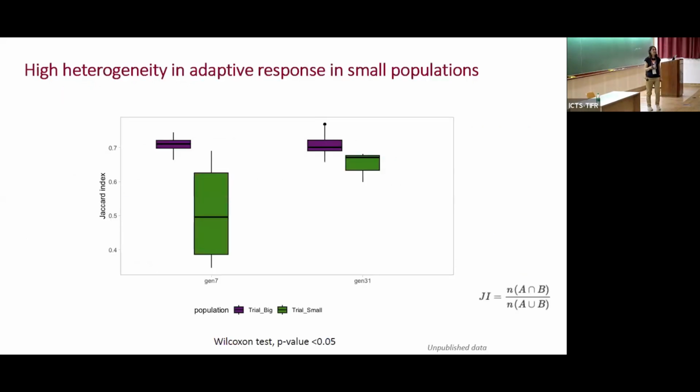And when we look at patterns of repeatability, this is what I did expect: it would be more heterogeneous in the smaller populations. So we see that at generation 7, the repeatability is quite heterogeneous and smaller than in large populations, but it increases quite a bit at generation 31, though it is still less than what we observe in our large populations.